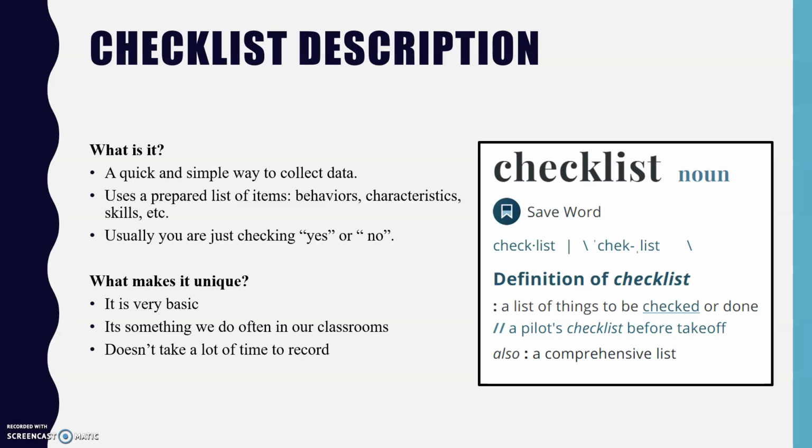The researcher-prepared items may be a list of behaviors, like a student sitting in their seat during a lesson. It could be characteristics like participation. It could be skills, such as math facts. Checklists are unique in that they are very quick and a very basic way to collect data.